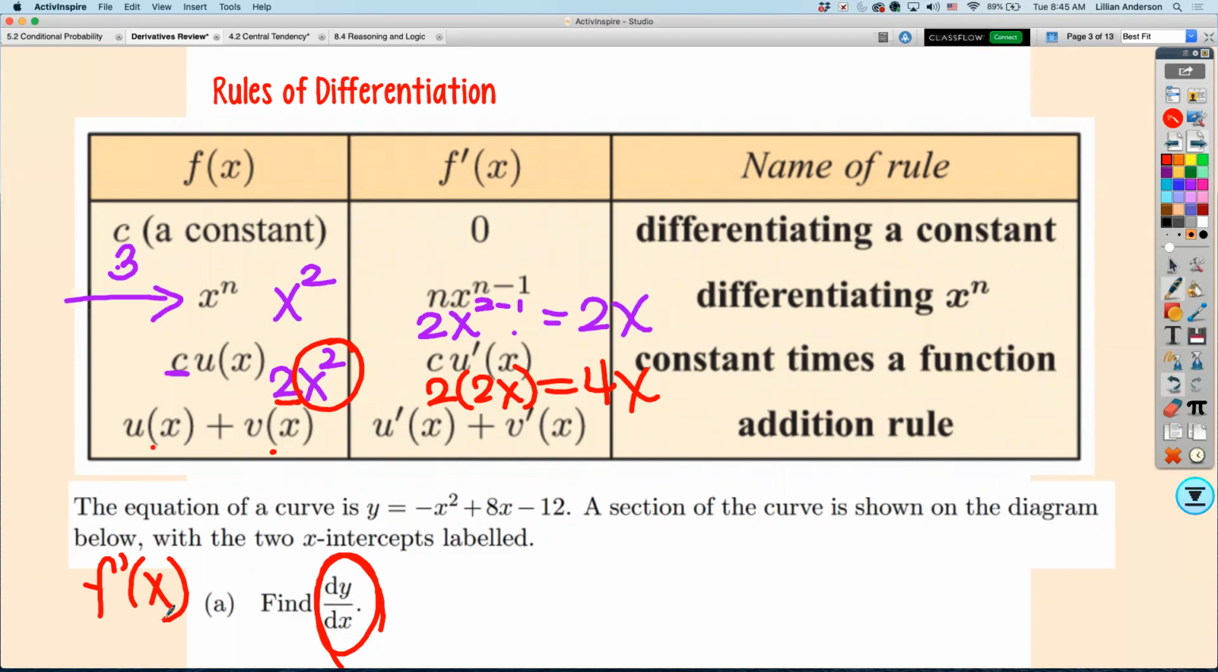And so to find the derivative of y, I'm essentially taking the derivative of each term. What's the derivative of negative x squared? What's the derivative of 8x? Positive 8. And what's the derivative of negative 12? 0, because negative 12 is a constant. The derivative of a constant is 0. So dy/dx would be negative 2x plus 8.